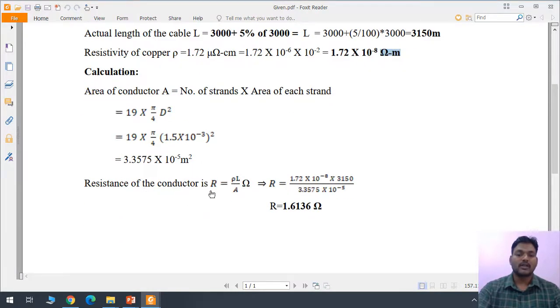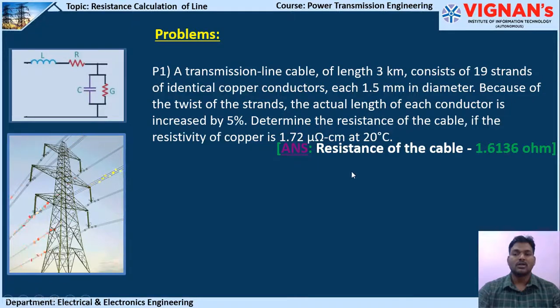The resistance of the conductor is given by R equal to rho L by A ohms. So you substitute the value of rho here, the value of L, and the value of A. So finally you will get the resistance as 1.6136 ohms. Clear? Similarly, we will see another problem.